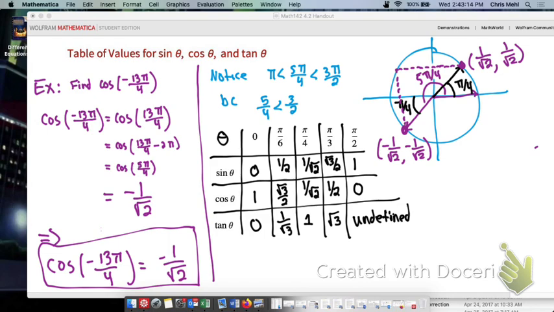So play around with that. I'm sure a lot of people have questions. Make sure you ask me in class. We can do plenty of examples. One of your homework assignments is to fill out the coordinates of the unit circle for all the special angles between 0 and 2 pi. And you can again use the symmetries.